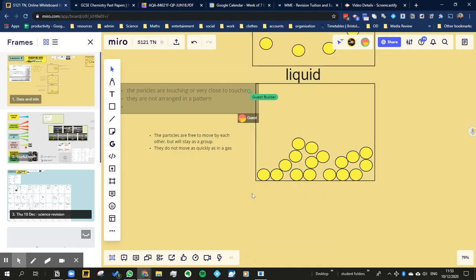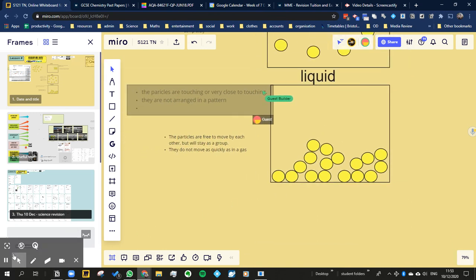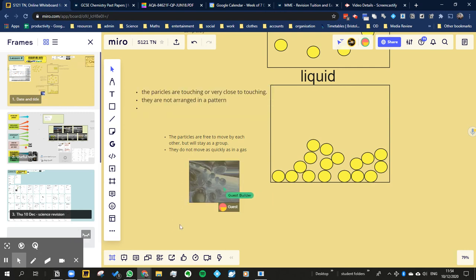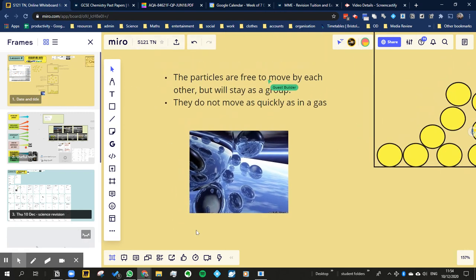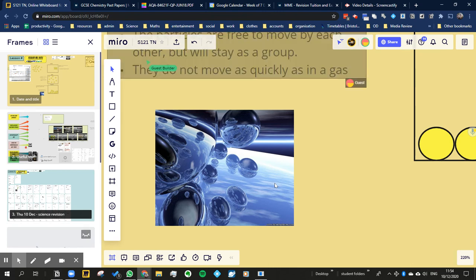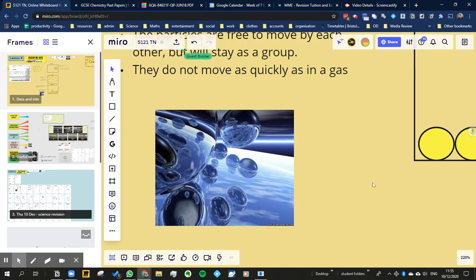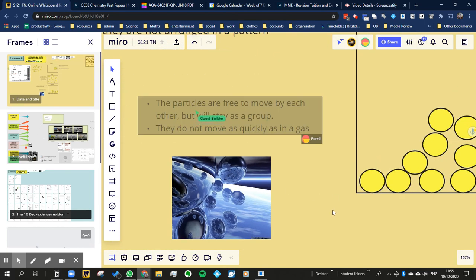So I'm going to get a picture of what water would look like in space with zero gravity. I'll just get that now. So this is a picture of water in zero gravity. It's obviously an animation because you can see it's got the planet in the background there, but this is fairly accurate. They just go around as blobs of water, but they still stay together as a group, just like I said.